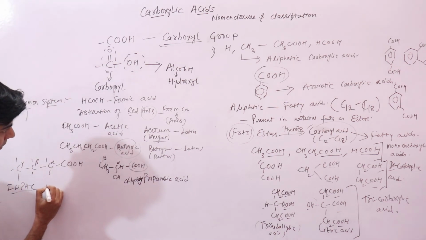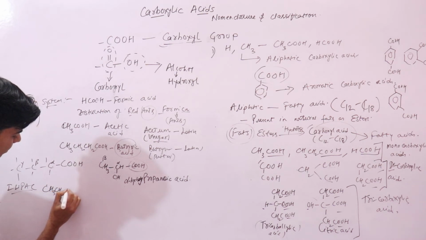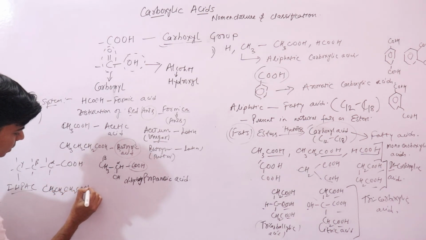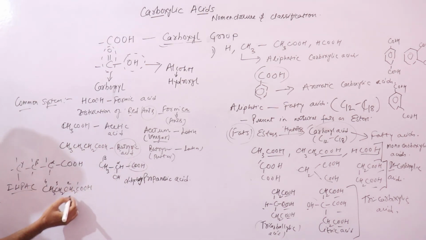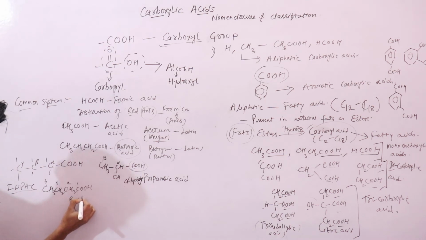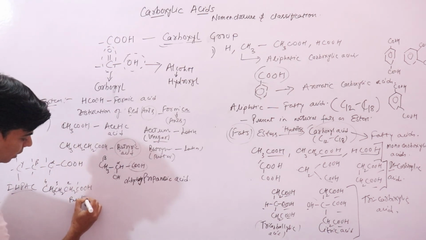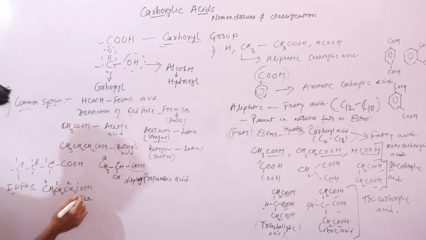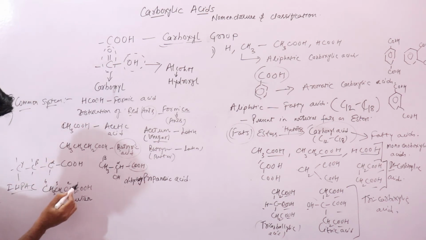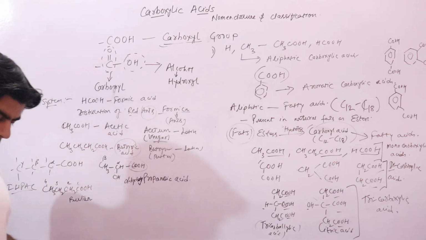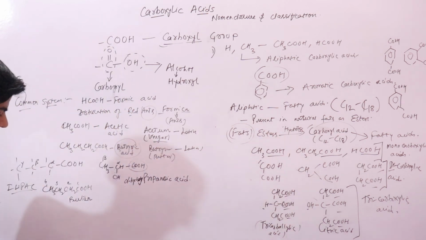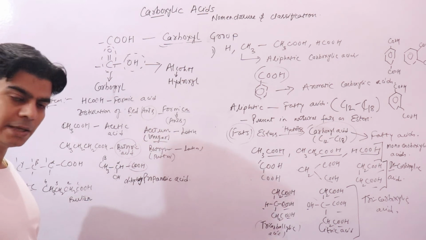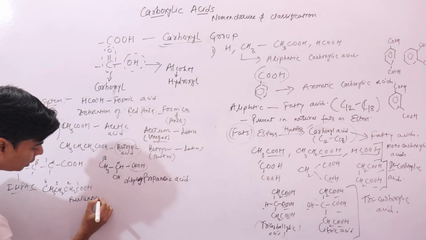Suppose this is the acid. We will take the first simple one, CH3CH2COOH. It contains 1, 2, 3, 4 carbons, so the name of the alkane is butane. Now the parent alkane would be butane because it contains 4 carbon atoms. The E of alkane would be replaced by OIC: butanoic acid.